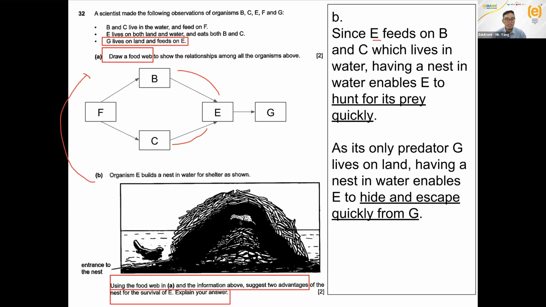So this animal is very clever. They build nests in water. Why? Because the food is found in water, so it can get food. At the same time, it can escape from its predator. How do you know all this information? It is all given in the question here. So that's why you must read the question very, very carefully. All right?